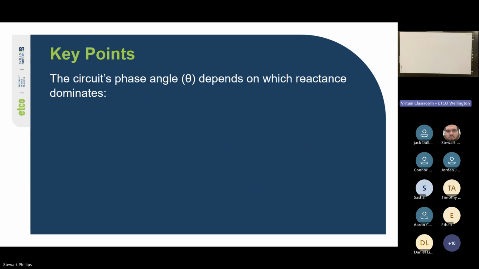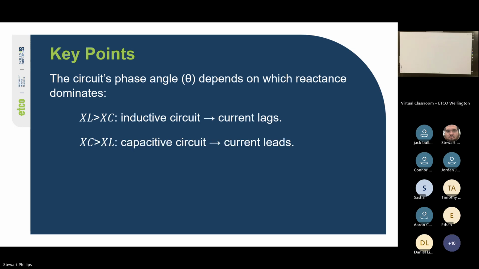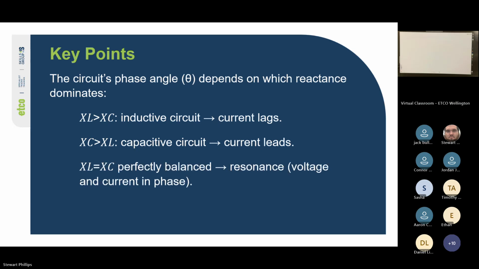The circuit's phase angle depends on which reactance dominates. So if XL is bigger than XC, we will have a lagging current because it's an inductive circuit. If XC is bigger than XL, we will have a leading current because it is a capacitive circuit. If XL equals XC, they will be perfectly balanced and we will get resonance, voltage and current in phase. Does anyone need me to go back to the previous slide?